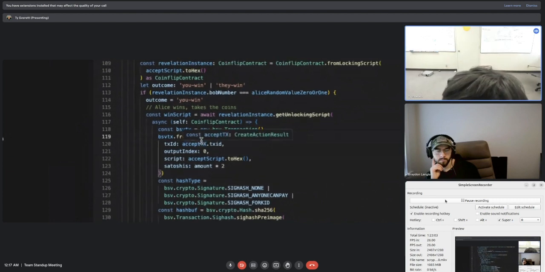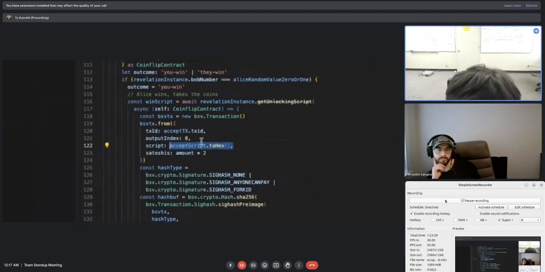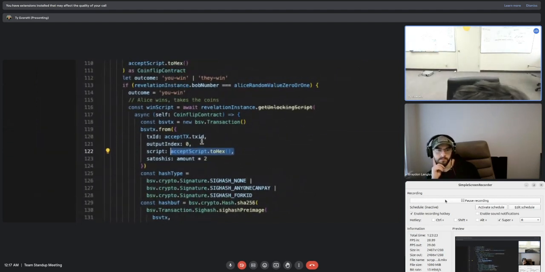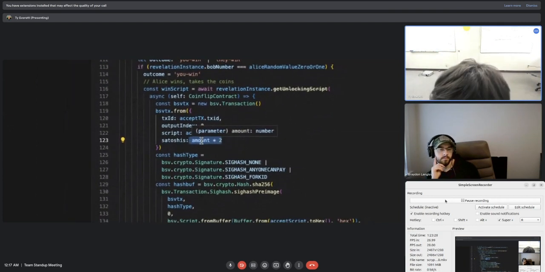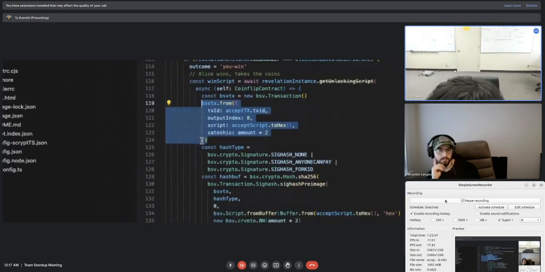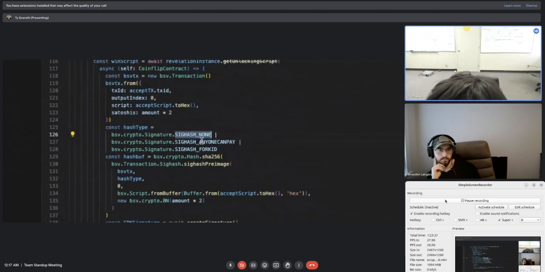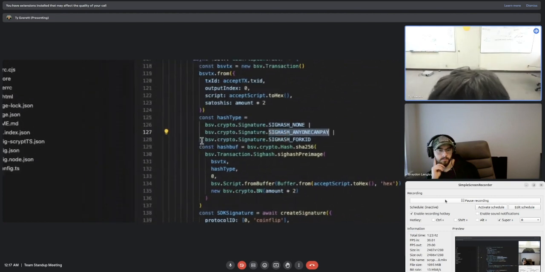It's from the TXID of the accept transaction. Because Alice won, we're spending the acceptance transaction that Bob is now sending back, from Vout Zero, the sCrypt that Bob made in his output for the acceptance. The amount is whatever Alice challenged, multiplied by 2, which is the satoshi value of that output. Then we're signing with SIGHASH NONE, anyone can pay, so Alice is going to reclaim these coins. She doesn't have to sign a single.